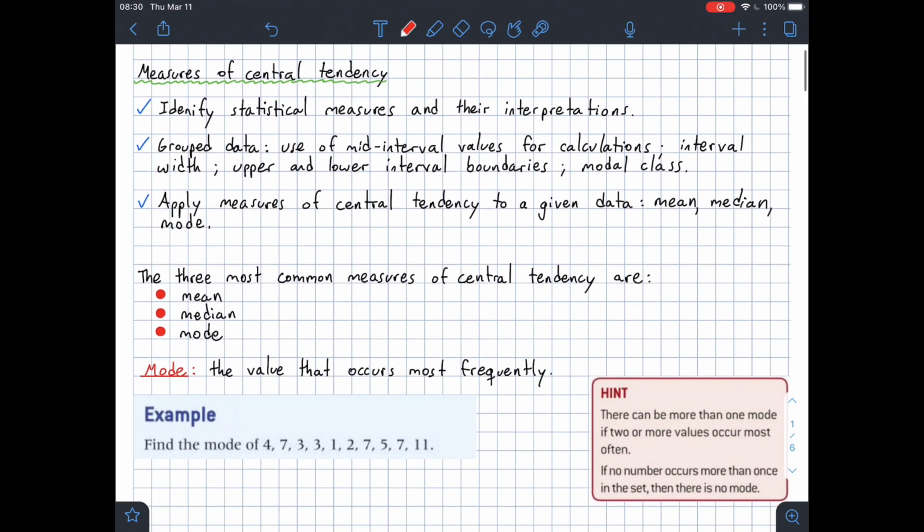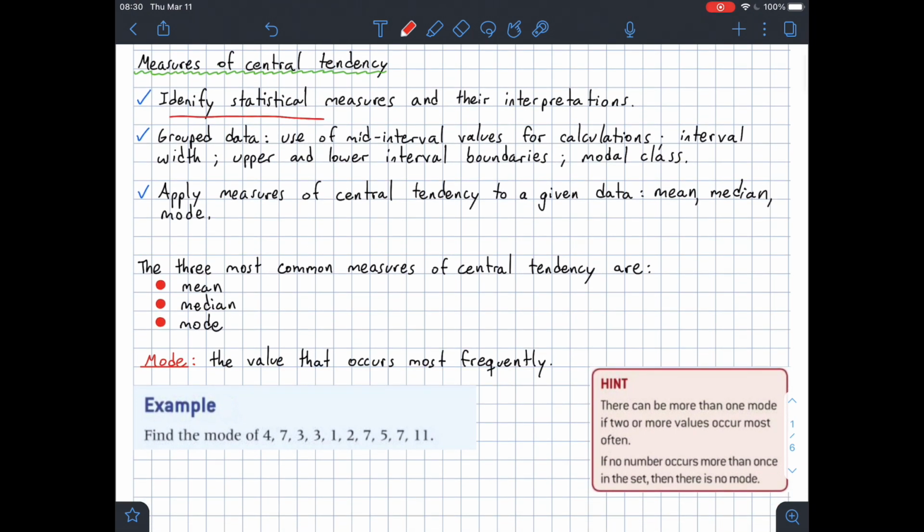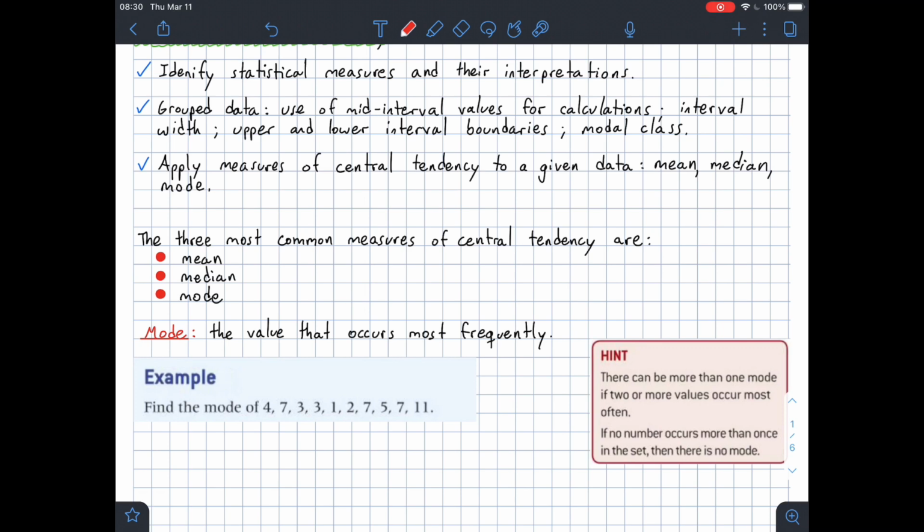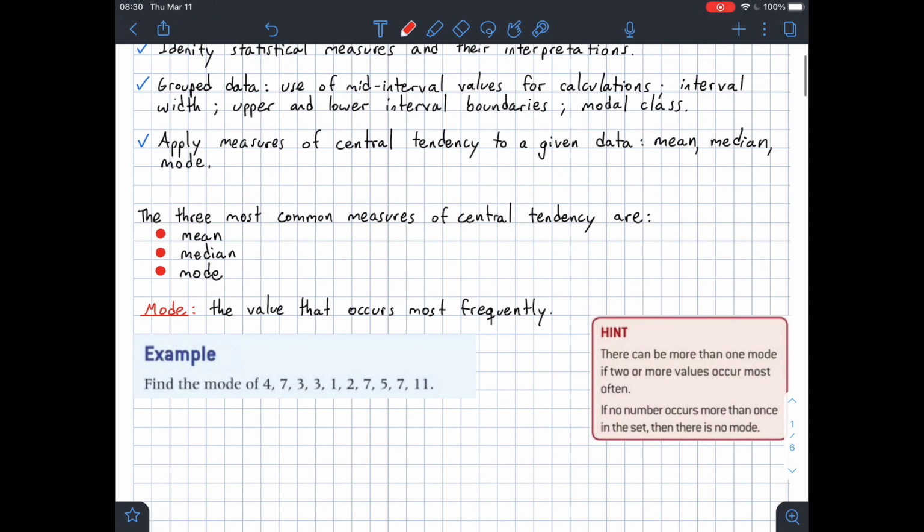The objectives for today's class are 3. First, identify statistical measures and their interpretations. Number 2, group data, use of mid-interval values for calculations, interval width, upper and lower interval boundaries, and modal class. Finally, we're going to see how to apply measures of central tendency to a given data. And we're going to see specifically 3 types of measures of central tendency, which are mean, median, and mode.